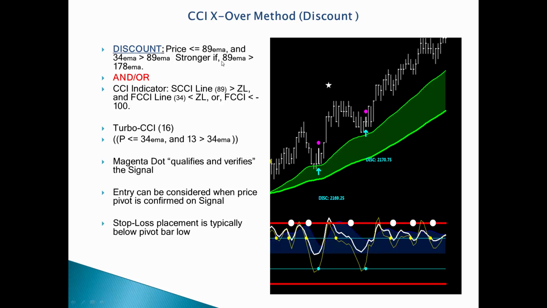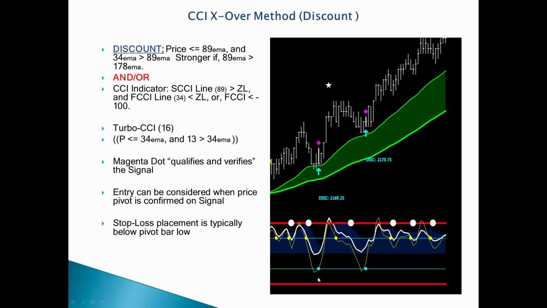And if the 89 is above a 178, which is not shown in this particular graphic, it's just stronger. Or with the CCI, the slow CCI line is greater than the 0. So looking at the graphic down here, the blue histogram is all above the 0 line, so that tells us we're in a trending condition upwards.